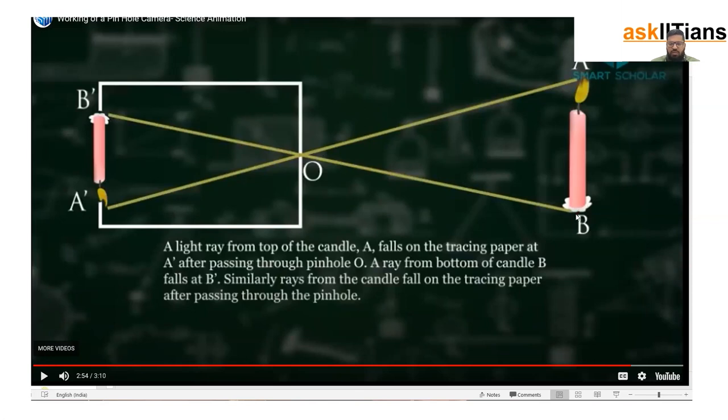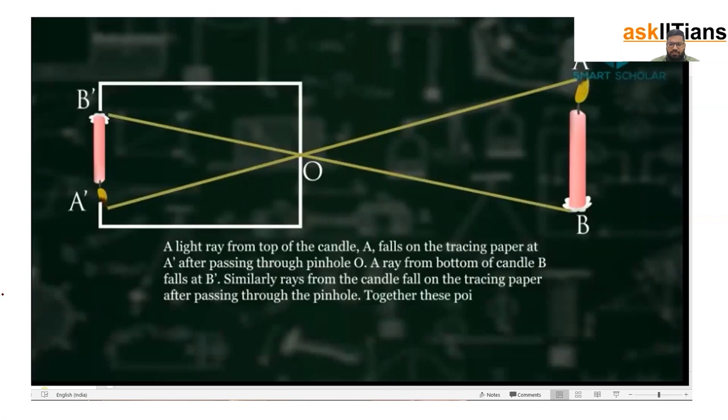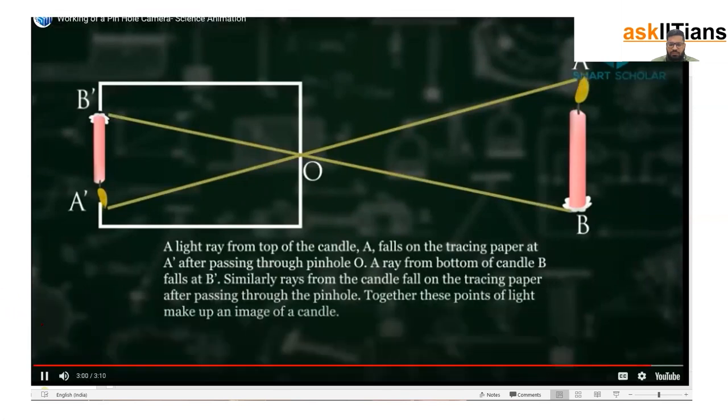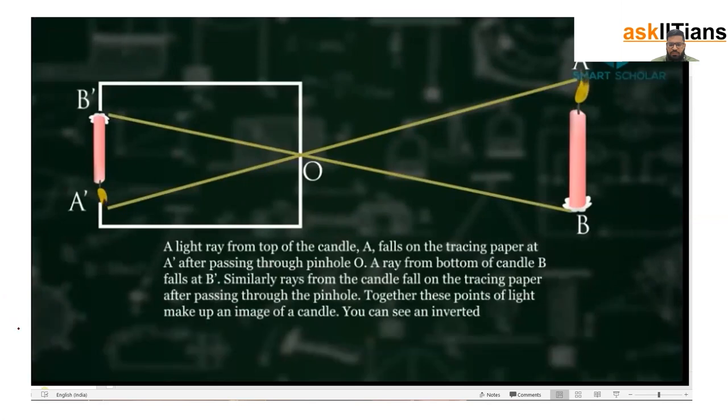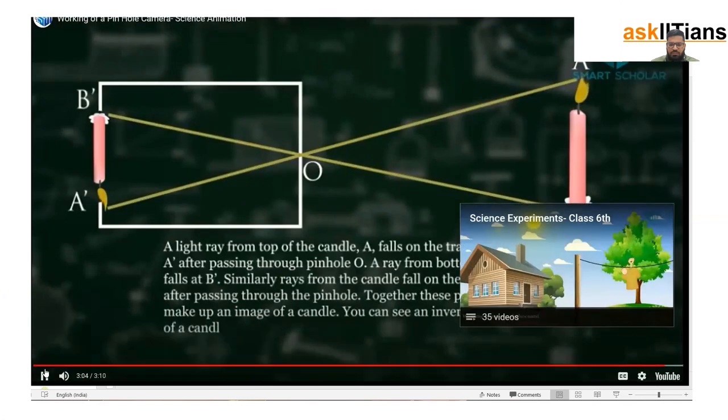Similarly, the light ray from the bottom of the candle, B, goes through the pinhole and meets the tracing paper at B dash. So now you can see that if you join A dash B dash, you will get an inverted and diminished image after passing through the pinhole. So that is the reason why inverted and diminished images are formed. Together, these points of light make up an image of a candle. You can see an inverted image, B1 A1, of a candle.